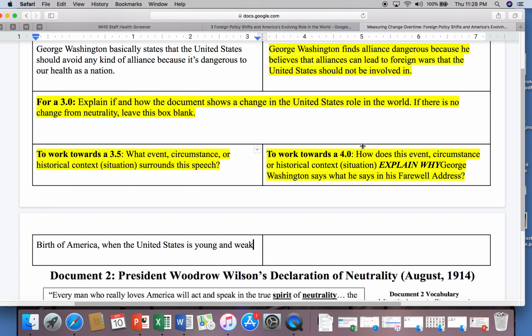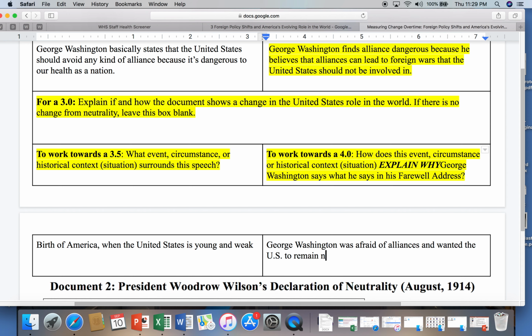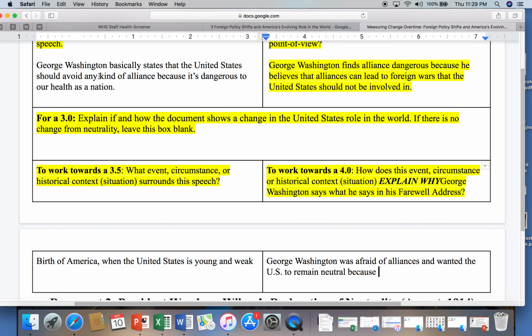So for number 4, we have to explain how does this event, circumstance, or historical context, that is to say that this is when America is basically born, how does that explain why George Washington says what he says? Well, I could give an answer that looks something like this. George Washington was afraid of alliances and wanted the U.S. to remain neutral because. You can see that this first part is really just stating what I said up here in terms of what the main idea is. I have to explain why he says what he says.